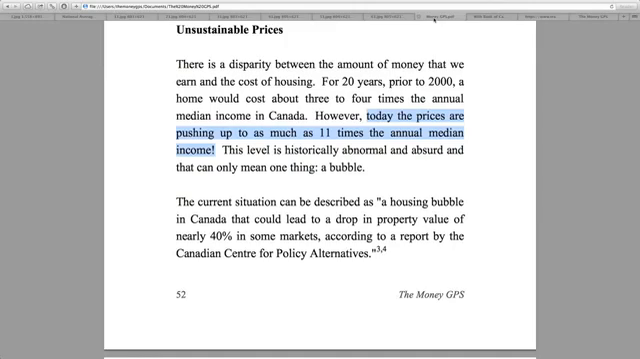a place. For 20 years prior to 2000, a home would cost about 3 to 4 times the annual median income in Canada. So your salary, you multiply that by about 3 or 4, and you get the average house price. And that's how it was. So you saved up for a few years worth of your salary, you could buy a house. Today, the prices are pushing up to as much as 11 times the annual median income. It's historical, completely abnormal and absurd, and it only means one thing to me, and that is a bubble.